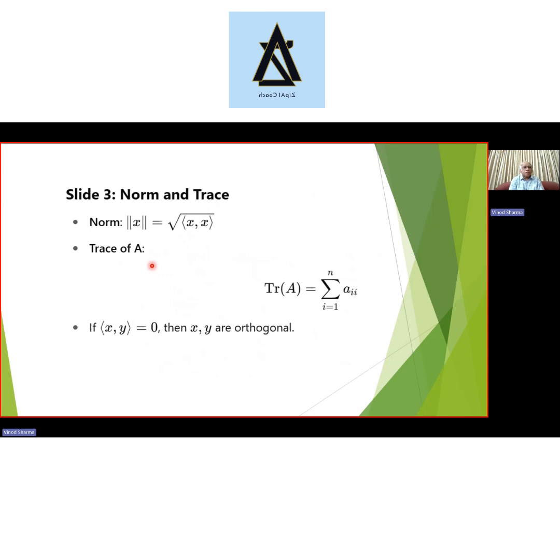The trace of the matrix A, which is denoted by trace A, is equal to the sum of the diagonal elements of A. If the inner product of x and y is equal to 0, then x and y are called orthogonal.